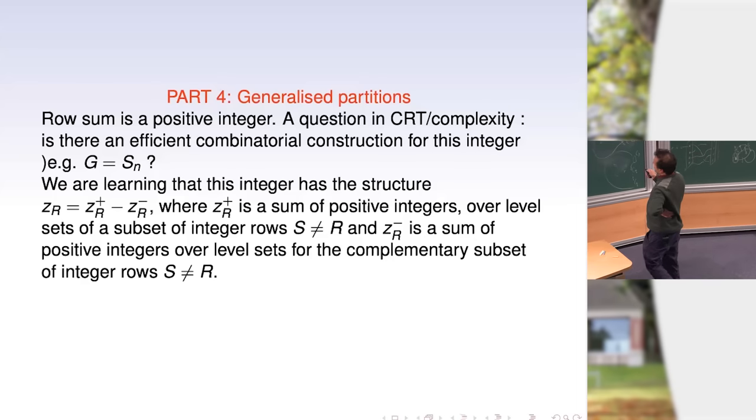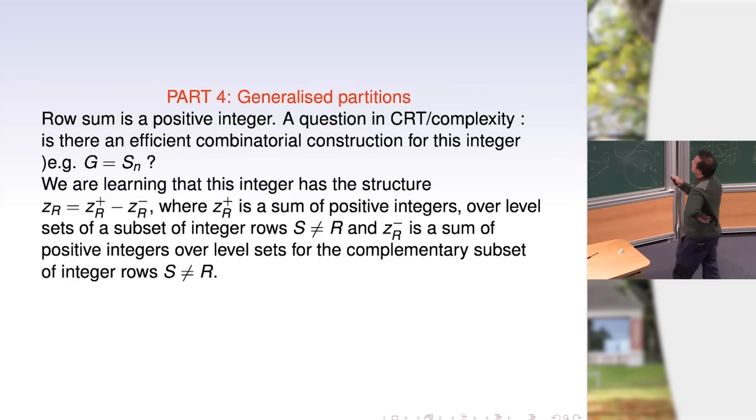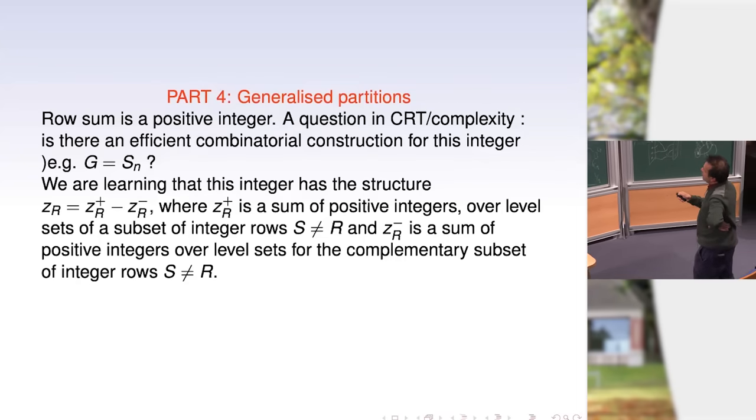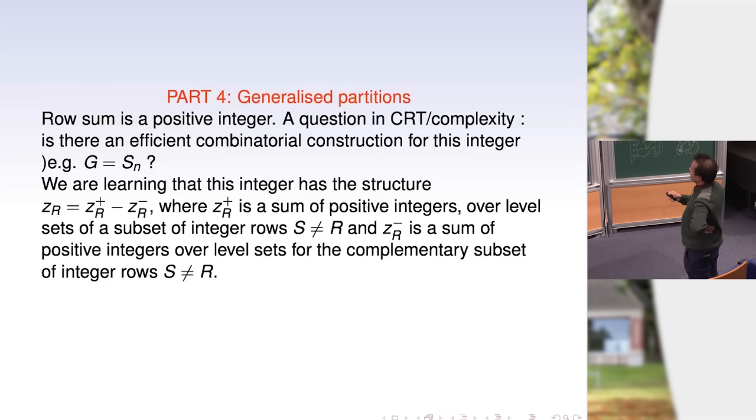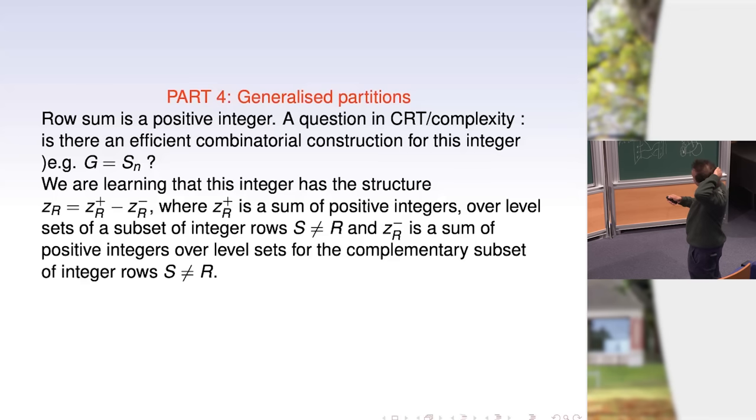So one of the things we're learning is that for any group, this row sum is always a positive integer, but for a general group, the entries are not generally integers. But what we're learning here is that that positive integer can be written as a difference of positive integers. Essentially, there are positive and negative contributions from these partial sums. And you can take this integer and do this kind of analysis.